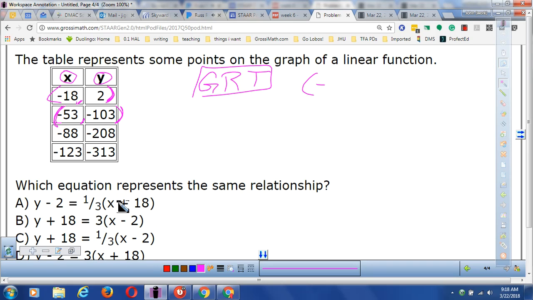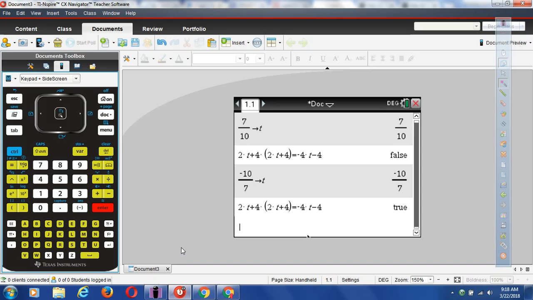Well, put it into what? How am I going to get equations? Well, you're going to put in this equation. And if this one doesn't work, you're going to put in that equation. And if that one doesn't work, you're going to put in that equation. And whichever one works, that one's going to be your answer. So let me show you what I'm talking about. Okay, y minus 2 equals 1/3 times x plus 18. So I'm going to go to GRT.